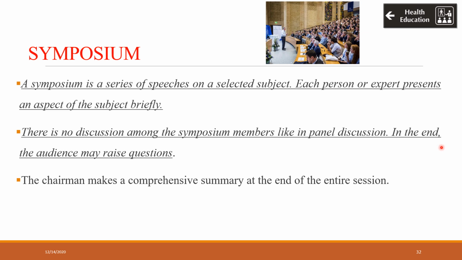Like in panel discussion, in the end, the audience may raise questions. The chairman makes a comprehensive summary at the end of the entire session.